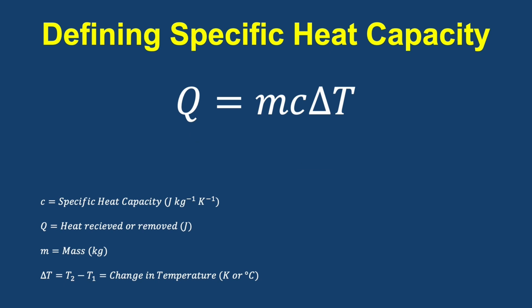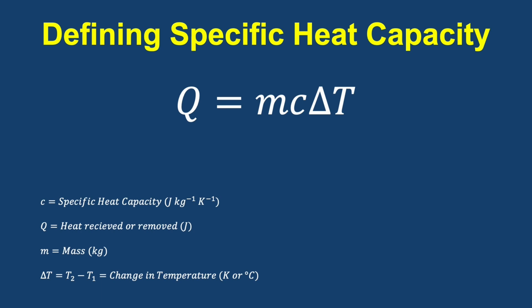Rearranging the equation, our definition for specific heat capacity gives us this incredibly useful equation, Q equals mc delta T. This tells us that Q, the heat associated with the change in temperature for the material, is proportional to the mass of the material and is proportional to the change in temperature of the material. And it's also proportional to the specific heat capacity of the material.